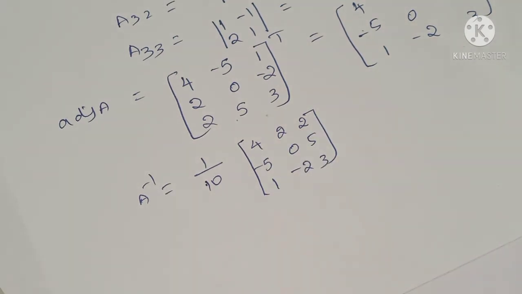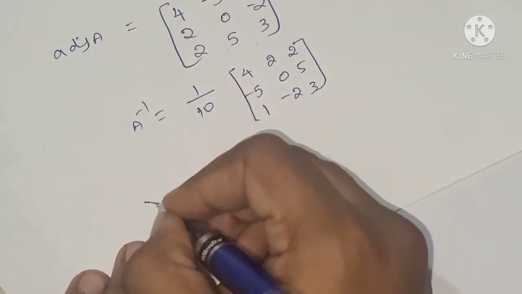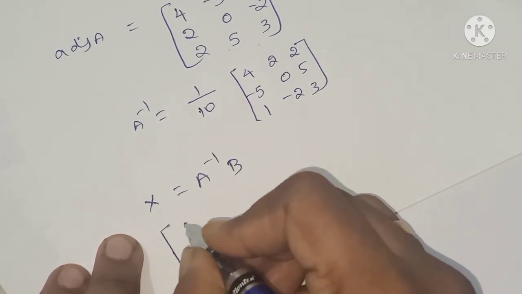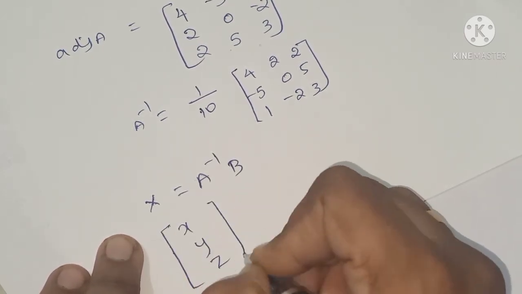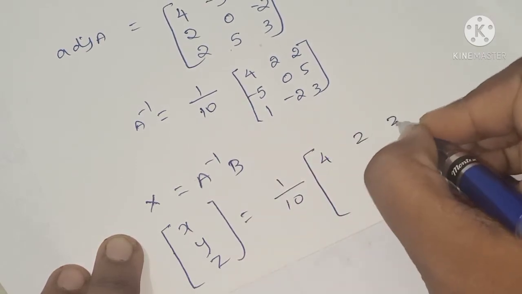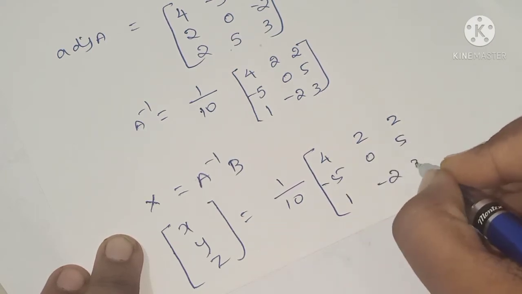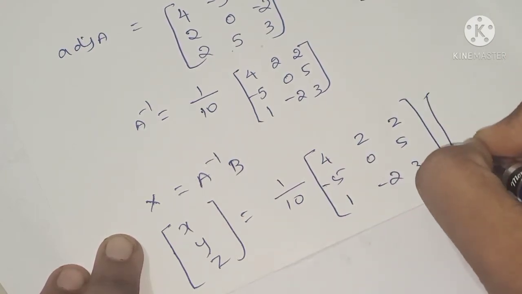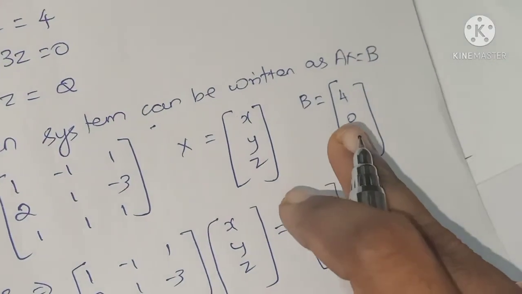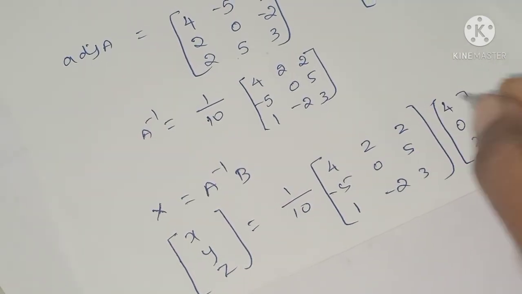Next thing is we have to find out what is the value of X. So X is equal to A inverse B. X is nothing but XYZ equal to A inverse. So 1 by 10 into 4, 2, 2, minus 5, 0, 5, 1, minus 2, 3 into B. B value is 4 0 2.